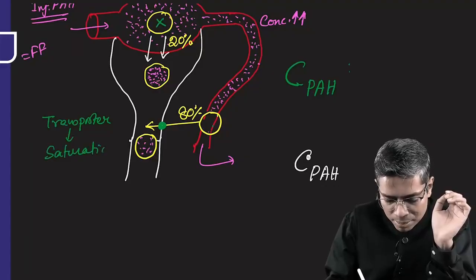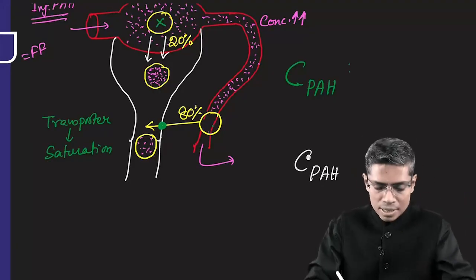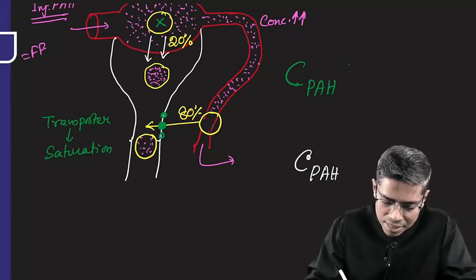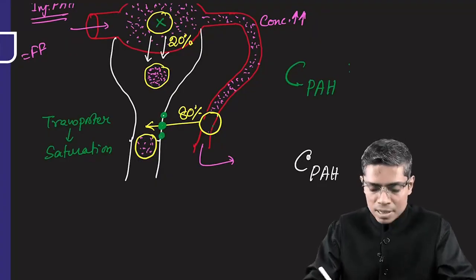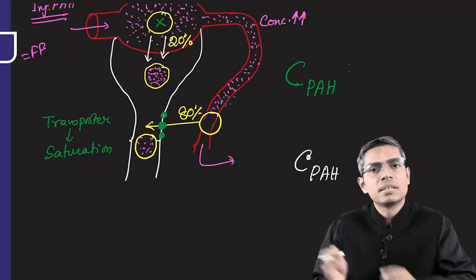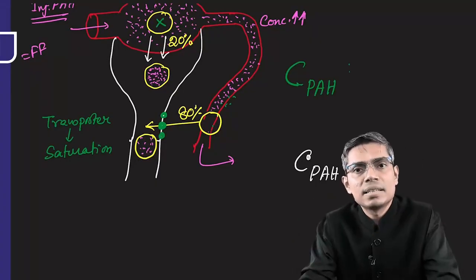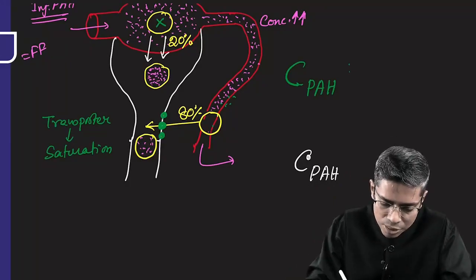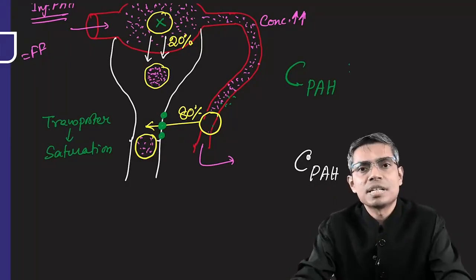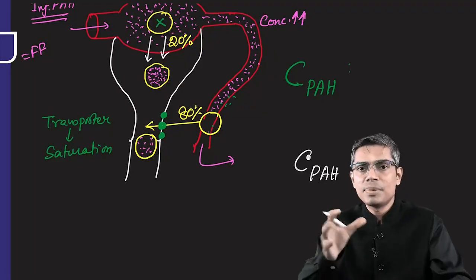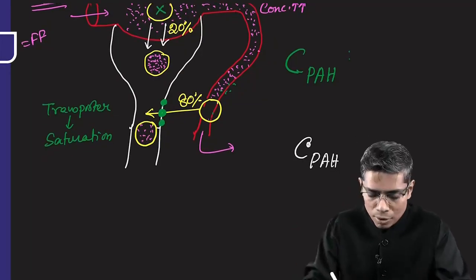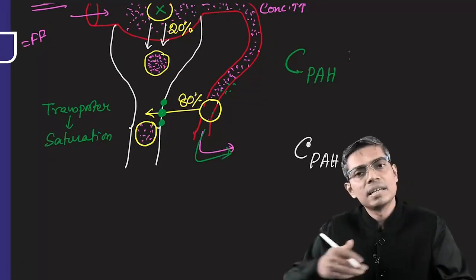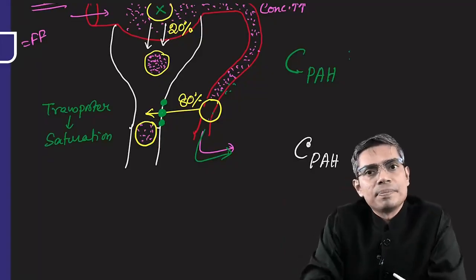Saturation kinetics. What do you mean by that? Suppose there are 100 molecules of transporter here at the level of the proximal convoluted tubule. If the PAH number is 100, then all will be secreted. But if it is greater than 100, suppose 150, what will happen? All these transporter proteins, all these carrier proteins, will be saturated, and the 50 molecules of PAH will not be able to be secreted here. It will enter the renal vein.